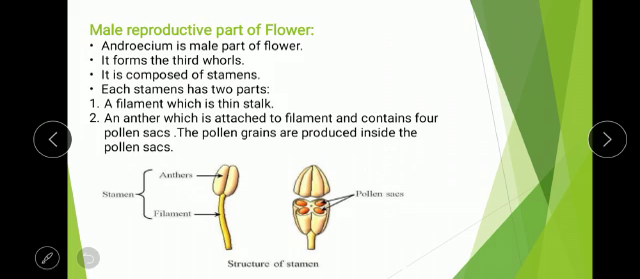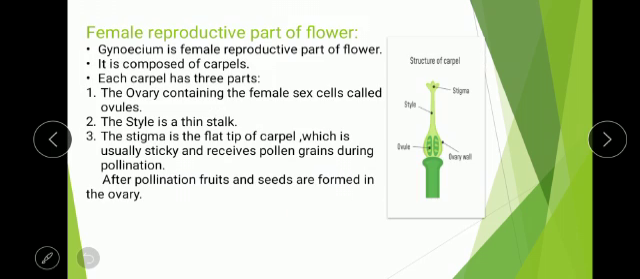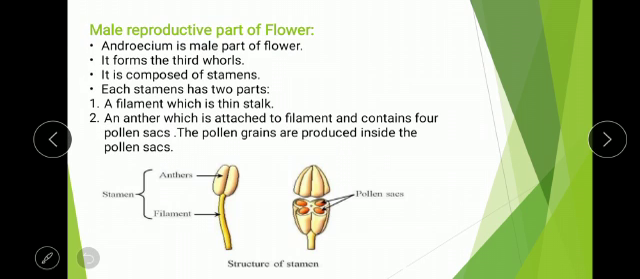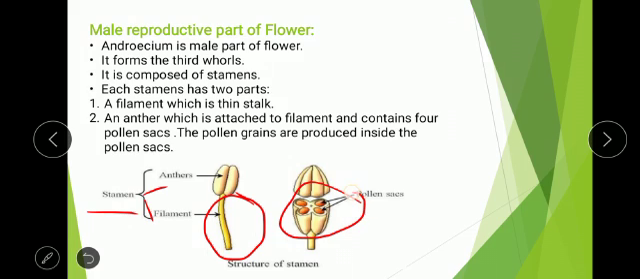The two reproductive parts of a flower are the male reproductive part and the female reproductive part. The male reproductive part is also called androecium. It forms the third whorl. It is composed of stamens. Each stamen has two parts, anther and filament. A filament is a thin stalk, and an anther is attached to the filament and contains 4 pollen sacs. Pollen grains are produced inside these pollen sacs.